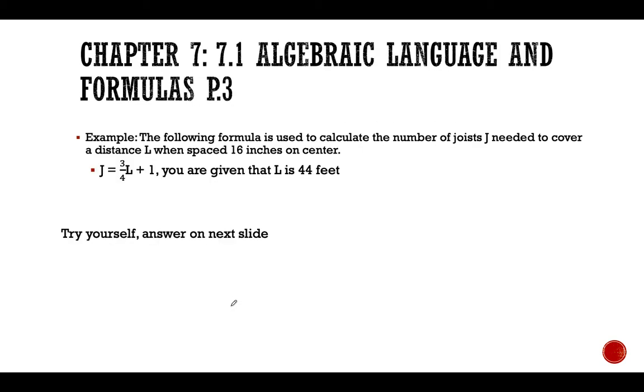Here's an example. The following formula is used to calculate the number of joists, J, needed to cover a distance L when spaced 16 inches on center. You're given the formula J equals 3/4 L plus 1, and you're given that L is 44 feet. Turn off the video, try it yourself, and we'll go over the answer on the next slide.